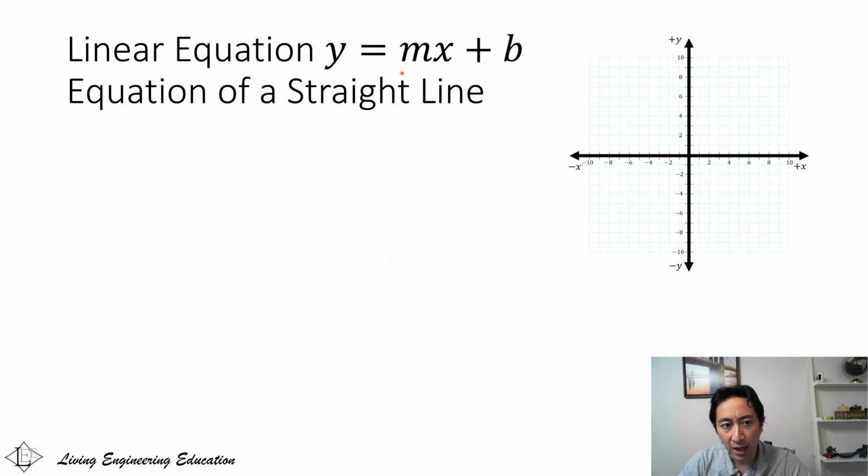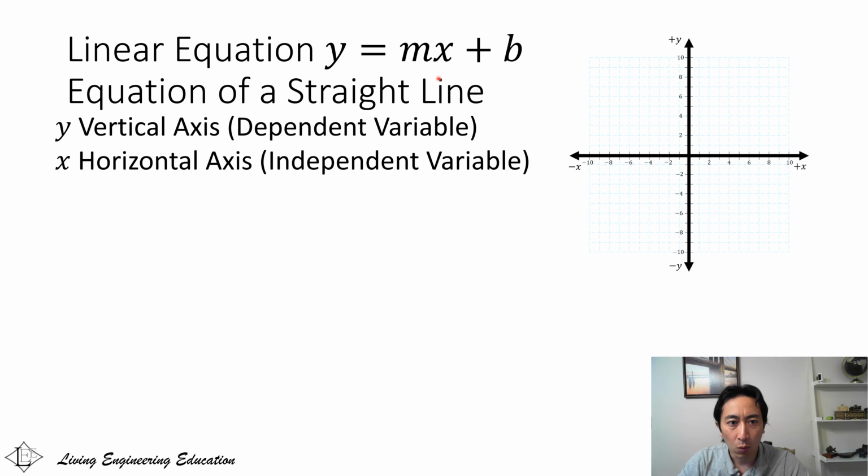Now, when we look at the linear equation, we have 4 letters here: y, m, x, and b. Y and x are our variables. M and b are our constants. So let's focus on the variables first. Y, that vertical axis, is our dependent variable. It depends on the values of m, x, and b. That's why it's on this left side here.